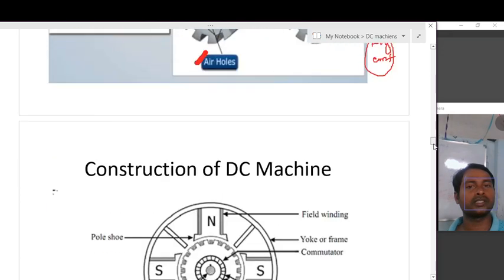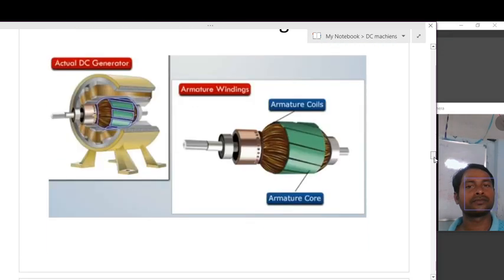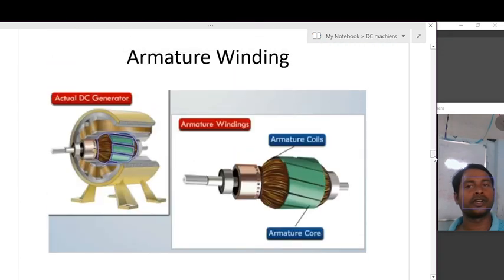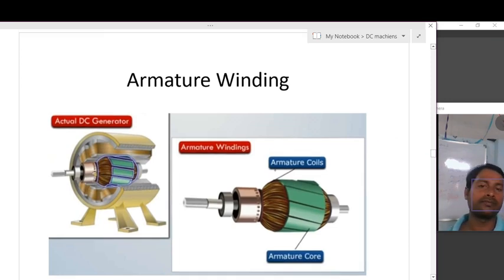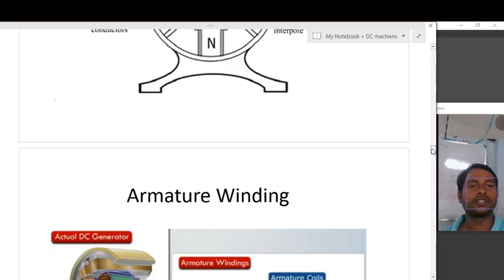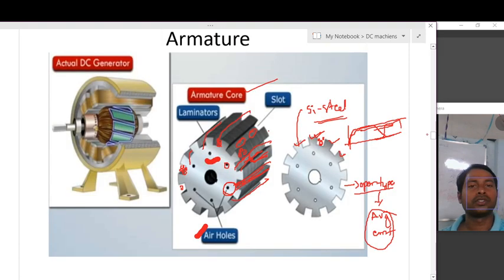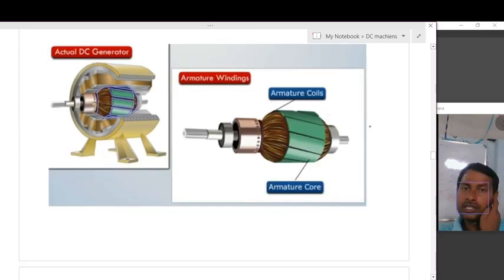And the next part is the armature winding. The armature winding is placed between the slots. I forgot to say one thing: these slots are actually not in a parallel manner. The actual slots will be like this. The actual slots will be skewed.